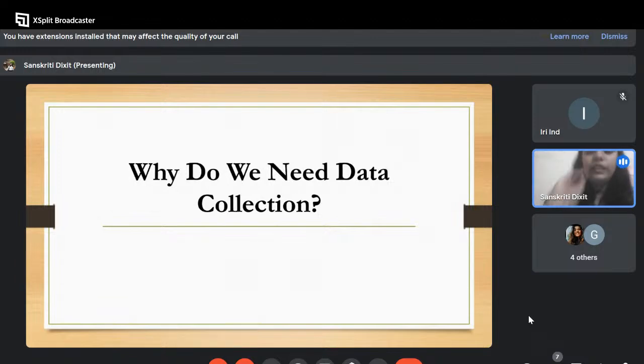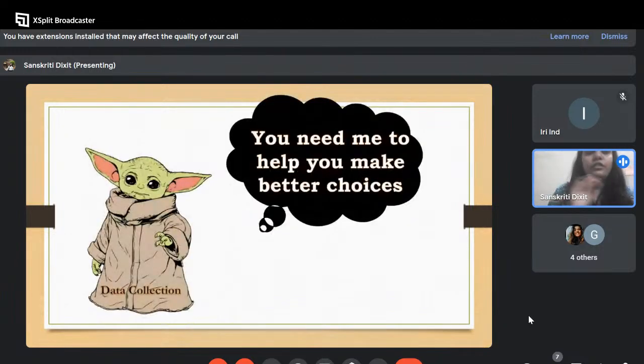Why do we need data collection? As Baby Yoda once said, it helps you to make right choices. It helps you to make informed choices. When you have a good proper set of data, you know how to approach your research. Before a judge makes a ruling in a court, or a general creates a plan of attack, they must have all the relevant facts about that particular case. So this is where good data comes in.